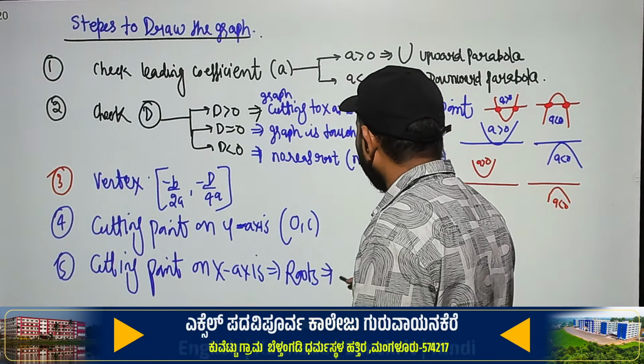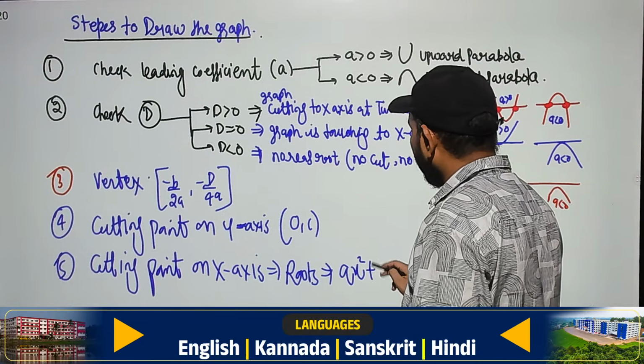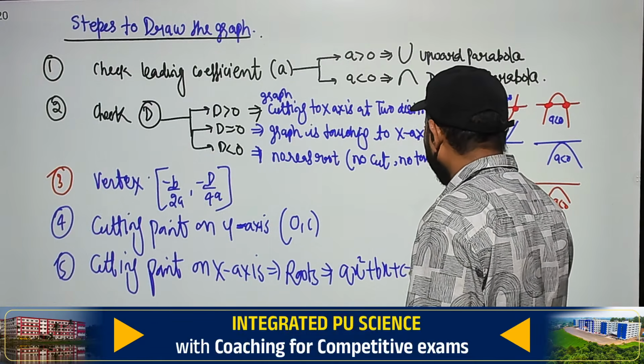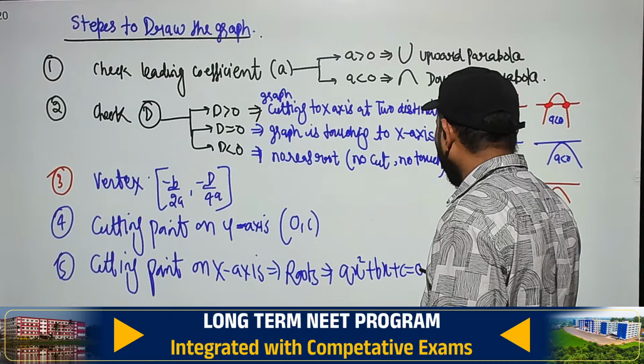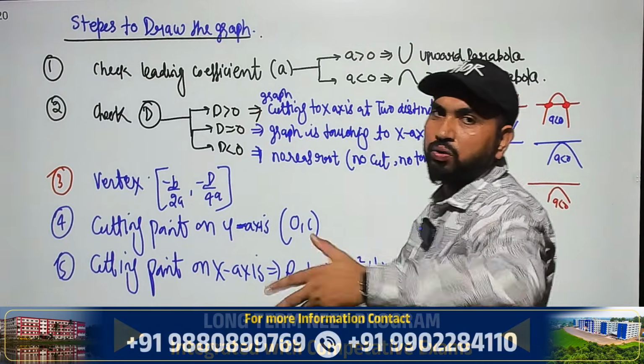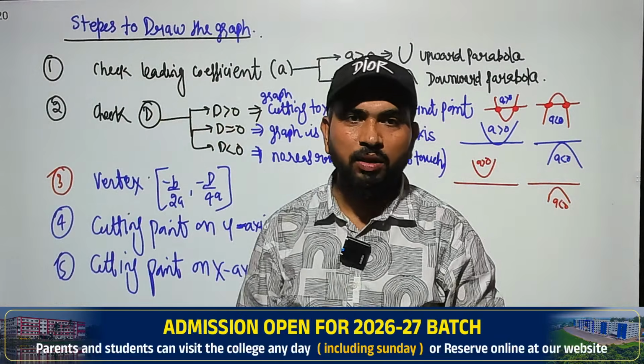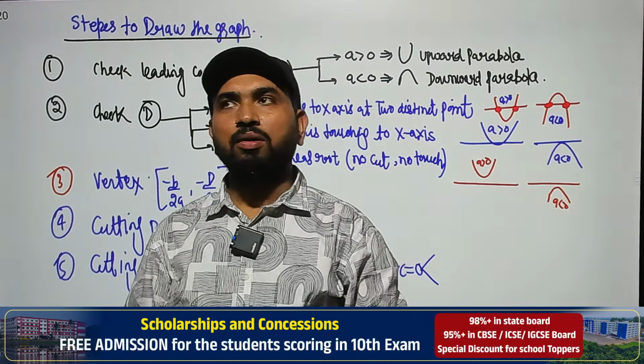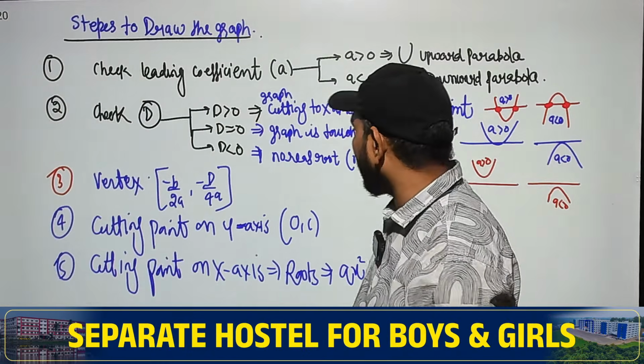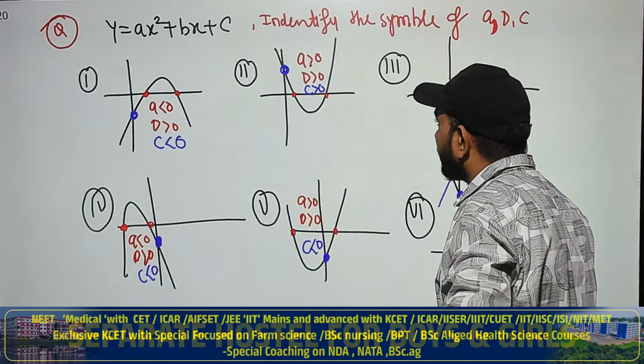Roots of what? Of ax square plus bx plus c equal to 0. Find the root of this, then this root is the cutting point. The number of times the graph touches the x-axis is the number of distinct zeros.